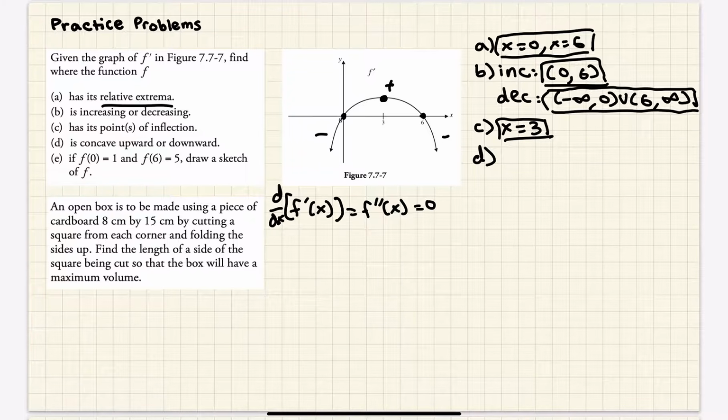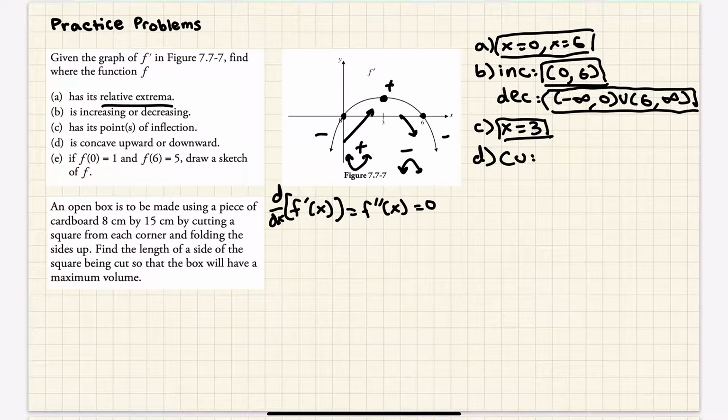Is it concave upward or downward? Well, that has to do with the second derivative being positive or negative, and that is directly correlated to whether the first derivative is increasing or decreasing. When the first derivative is increasing, like here, the second derivative is positive, which means that the original function is concave up. Very confusing, I know, but bear with me here. We're almost done. If it's decreasing, second derivative is negative, and so the original function is concave down.